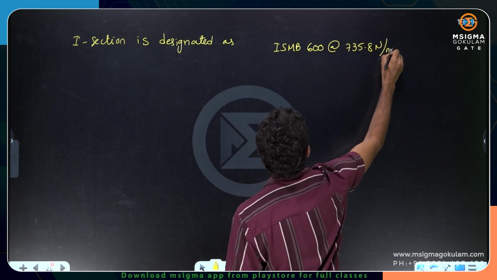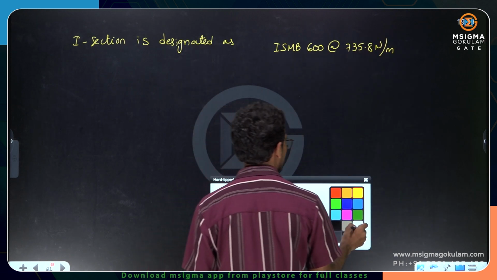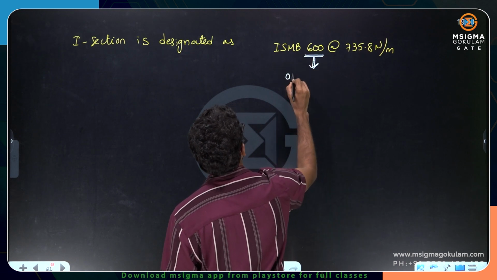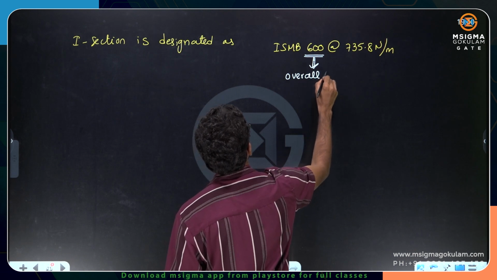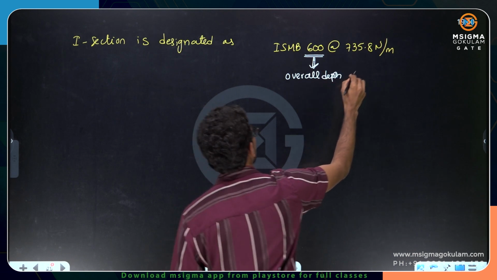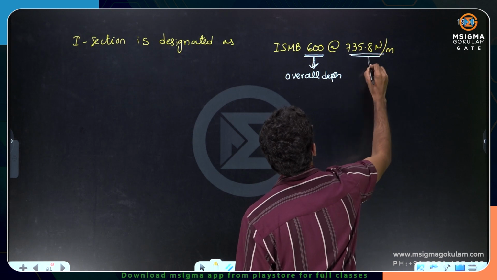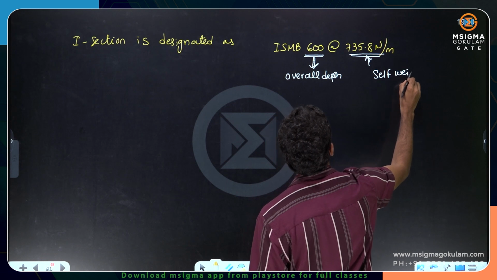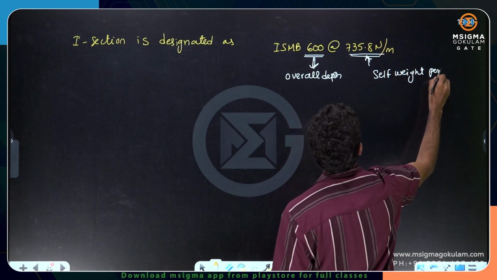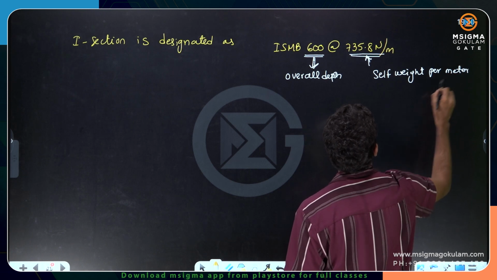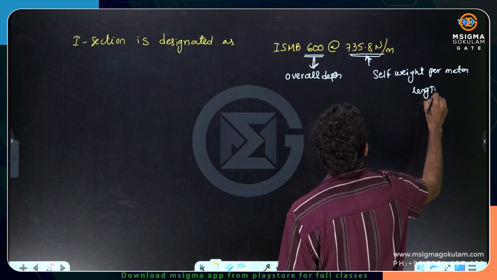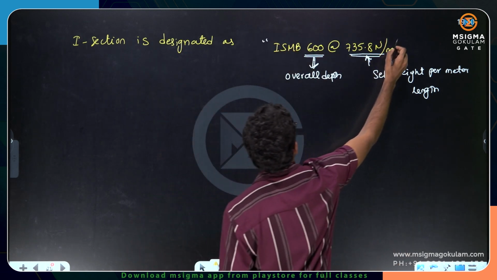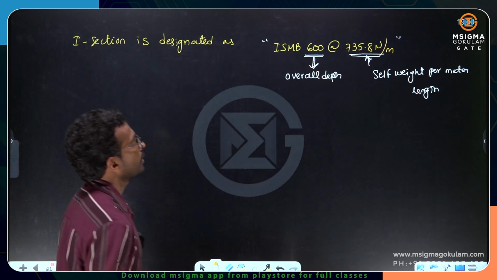735.8 Newton per meter. So what does it mean? This is how the I section is designated. The number after ISMB represents the overall depth of the I section. At the rate Newton per meter gives you the self weight per meter length. So this is how we designate the I section. Please try to understand it.